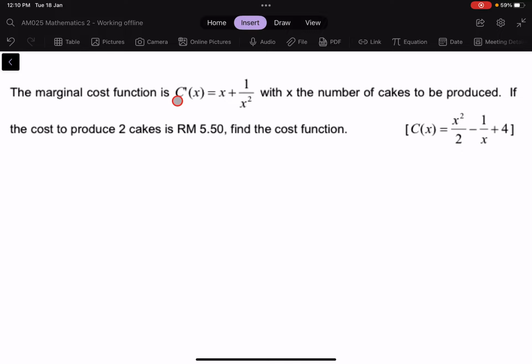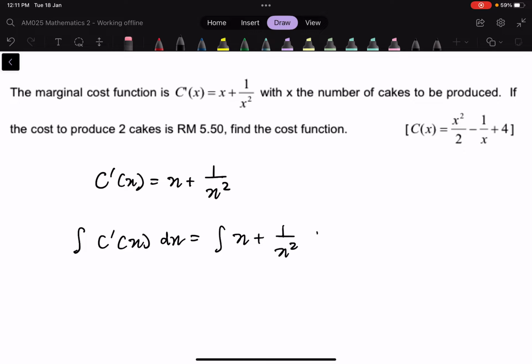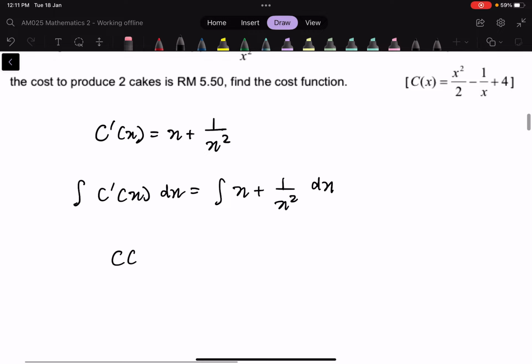The marginal cost function equals x plus 1 over x squared, with x the number of cakes to be produced. If the cost to produce 2 cakes is 5 ringgit and 50 cents, find the cost function. So we're given a marginal cost x plus 1 over x squared, and if we integrate our marginal cost function, we're going to get a cost function.